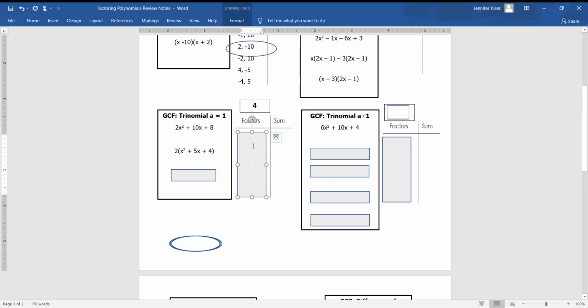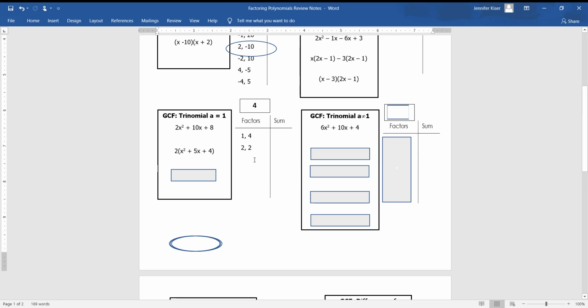And they'll have to both be positives. So 1 and 4 would be the first one, and then 2 and 2 are the only set. And then you're figuring out which of those would add to be the 5. So it'll be the 1 and 4 that you can sub in then.